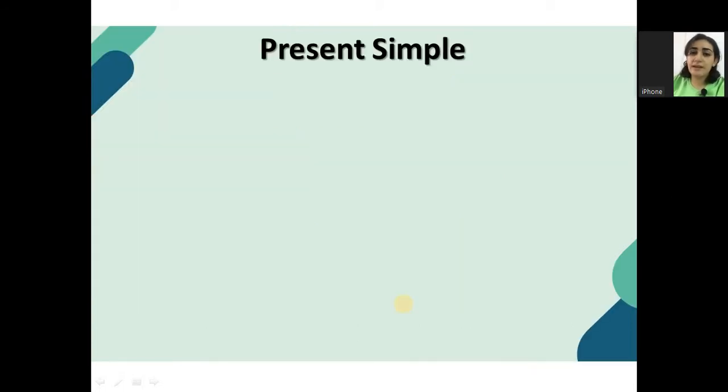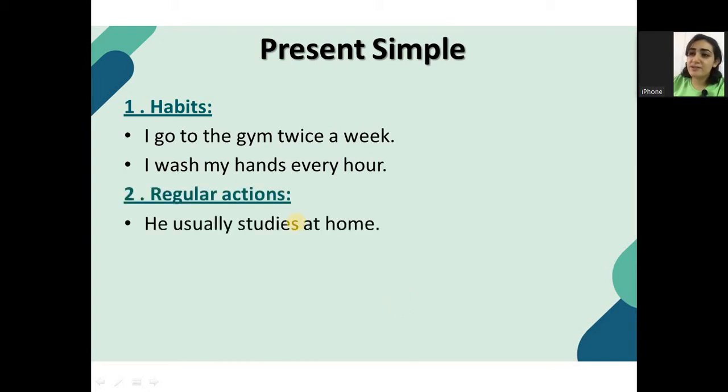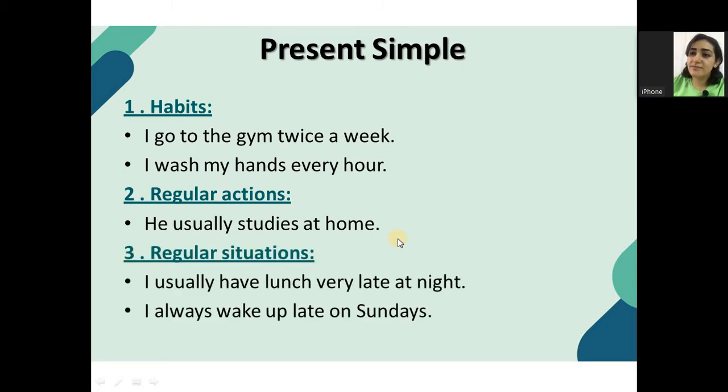So let's start. The present simple is used to express habits like I go to the gym twice a week, I wash my hands every hour. To express regular actions like he usually studies at home, and to also express regular situations like I usually have lunch very late at night, or I always wake up late on Sundays. These are regular situations.